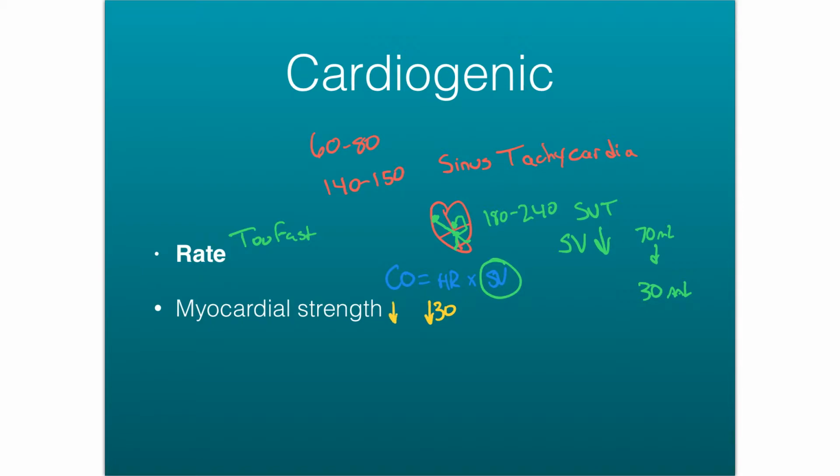So heart rate can be too low. The ultimate would be what happens if your heart rate is 0. Then you have no cardiac output, so that would be death, and then we're doing CPR. So too fast, not enough time for the heart to fill. Too slow, it's just not beating fast enough to pump the blood around.